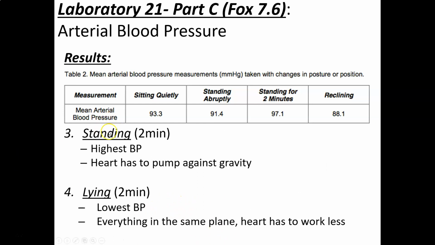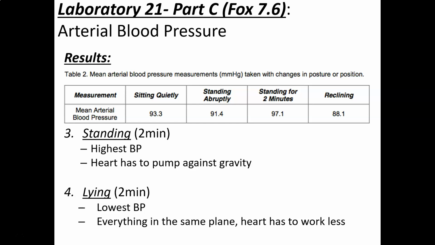The next one I'll look at is standing. So if you look at the data for this person, we see after standing for 2 minutes, it has the highest mean arterial pressure, right? So 97.1. And if you think about it, when your body is standing straight up, then you have to exert blood in a much greater field against gravity because you've got to pump blood to the upper part of your body, especially your brain. So your heart has to work harder, generate a higher pressure in order to get blood there.